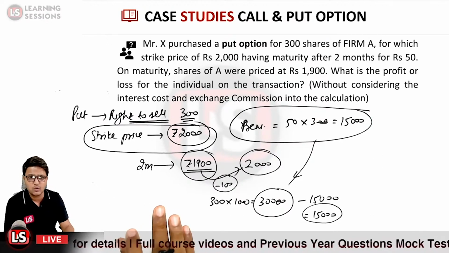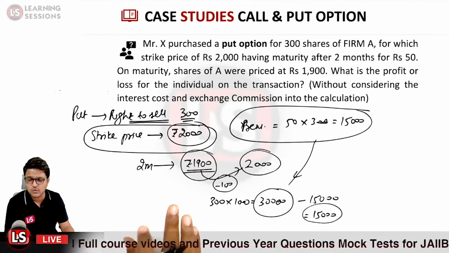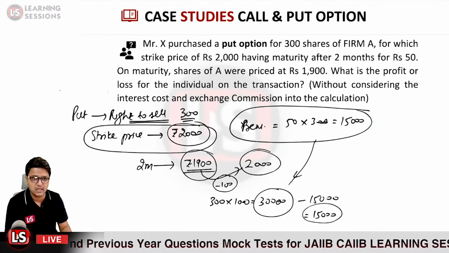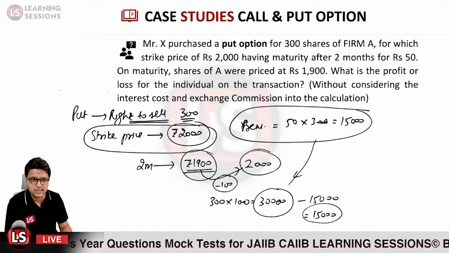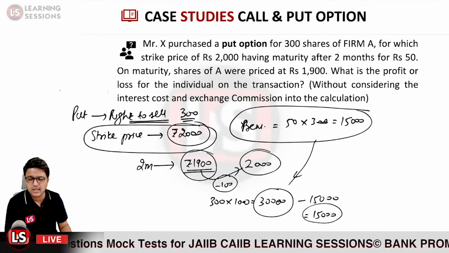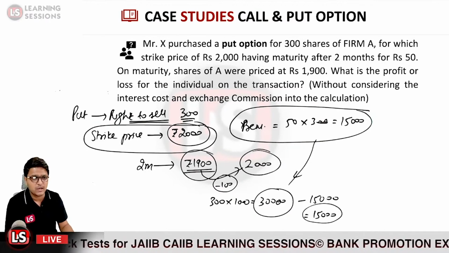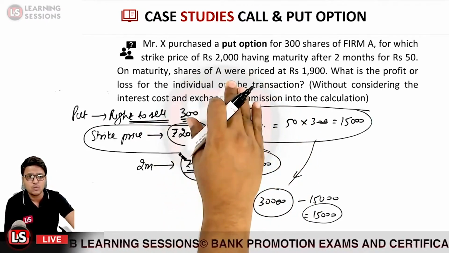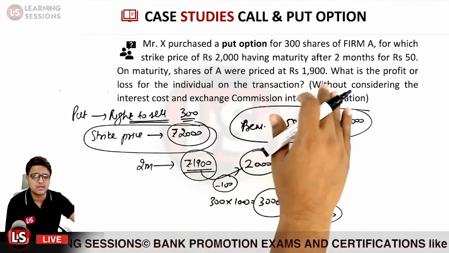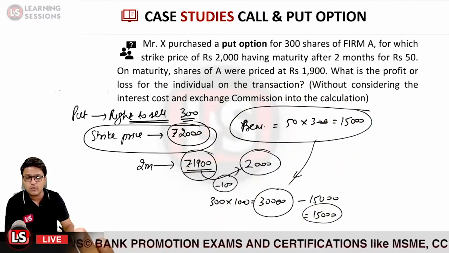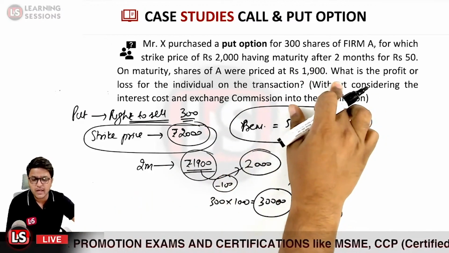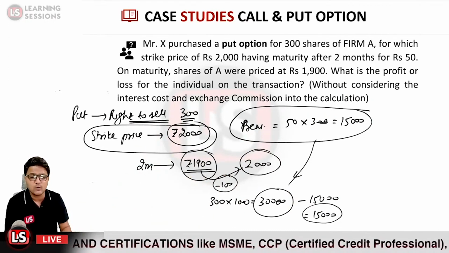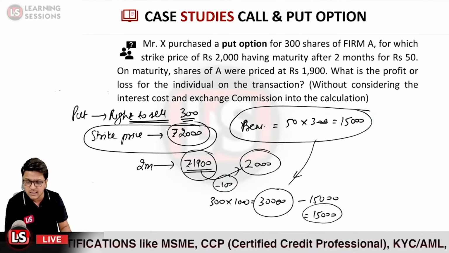That question is related to the put option. So put option gives us a right to sell. It gives us a right to sell at the strike price, and the strike price over here is rupees 2000, and the prices of the shares after 2 months on maturity were listed at rupees 1900. So what will we be doing? We'll be purchasing at rupees 1900, and we'll be selling to the option seller, the option writer, at rupees 2000. That is the deal that we can do.